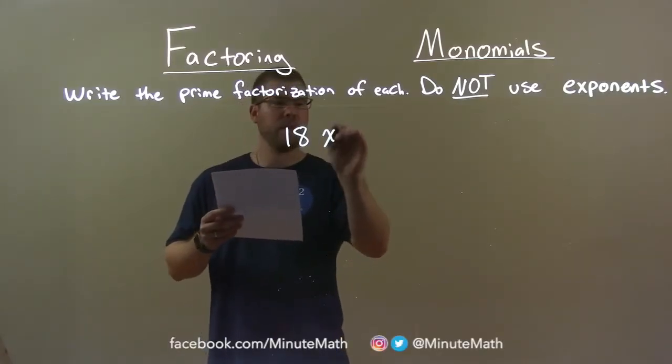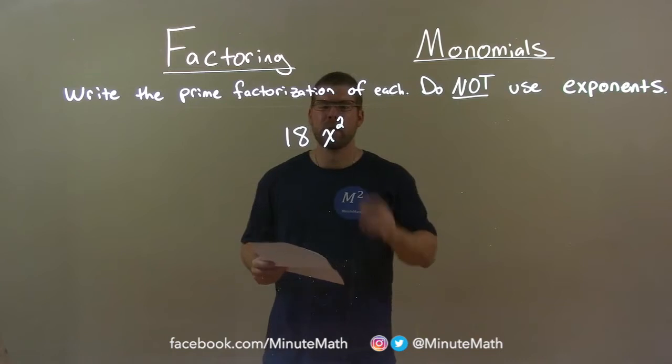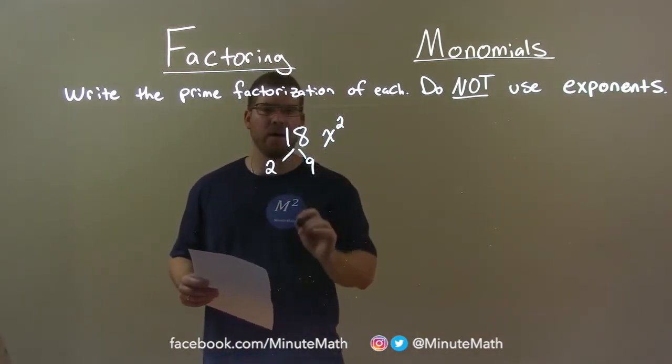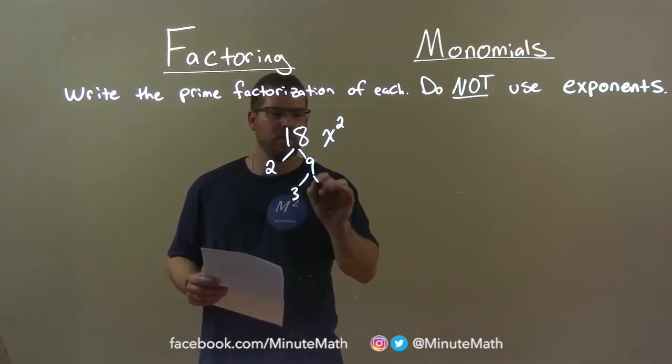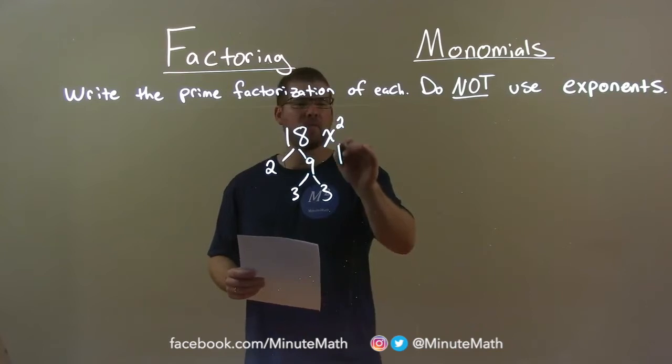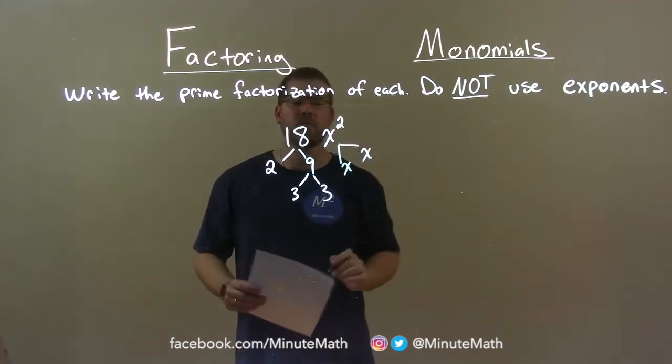18x squared, okay? 18, well, 18 can break down to be 2 times 9. 9 breaks down to be 3 times 3. We got our prime numbers now for 18. x squared is just x times x.